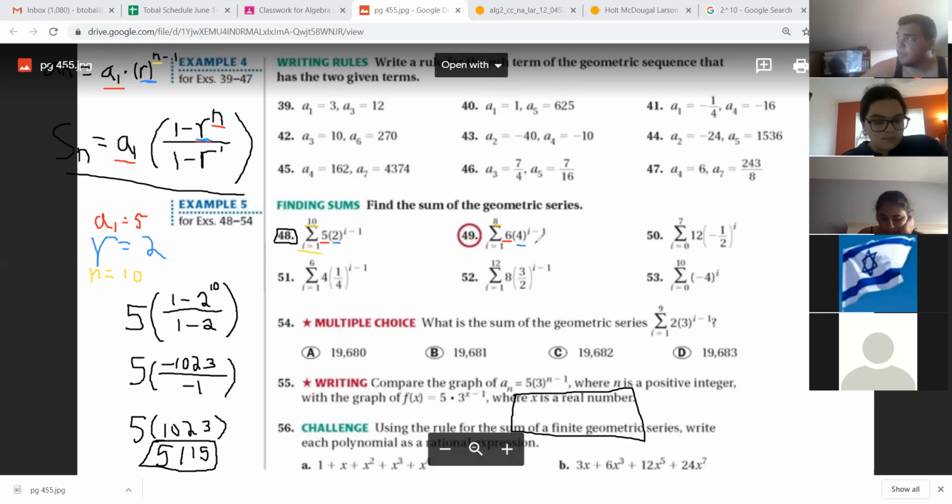So A1 is the number in front, so that's going to be 6. R is going to be the number being multiplied, which is 4. It's R. And then N is going to be our N step, which is 8 in this case.